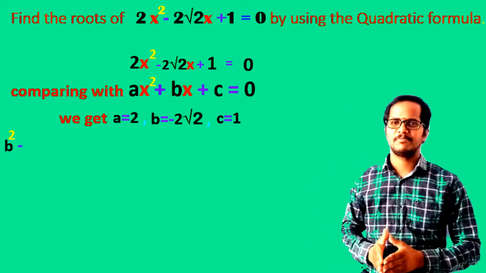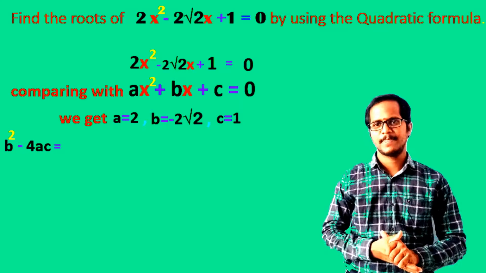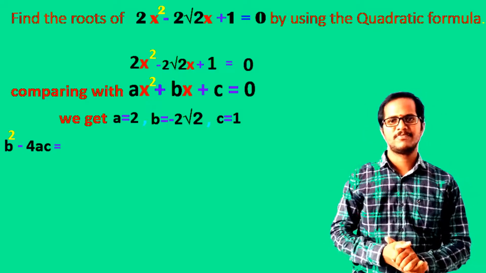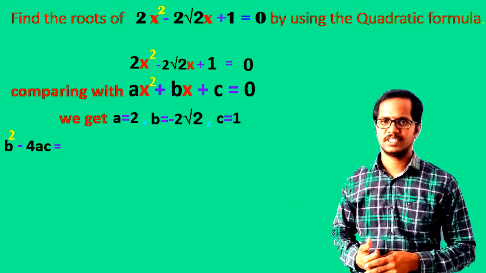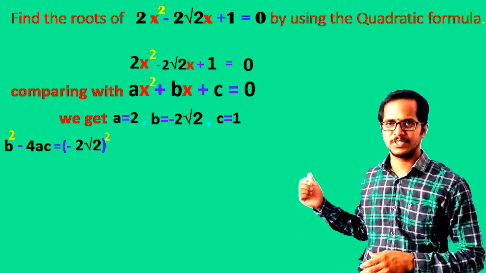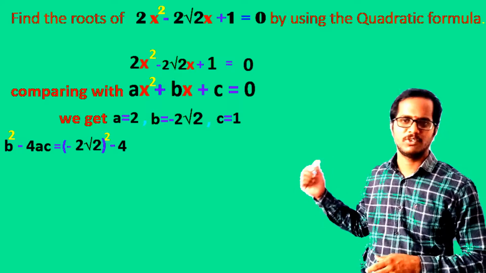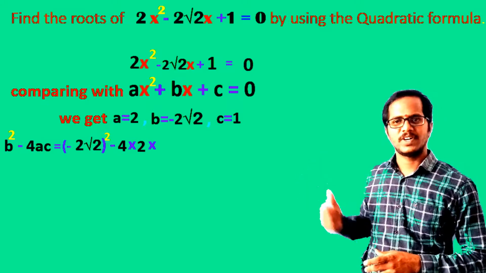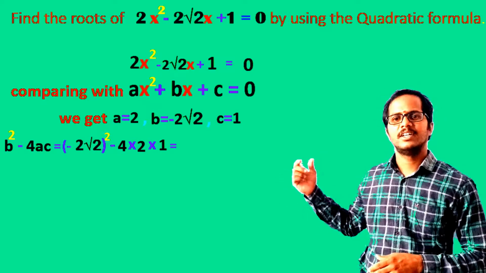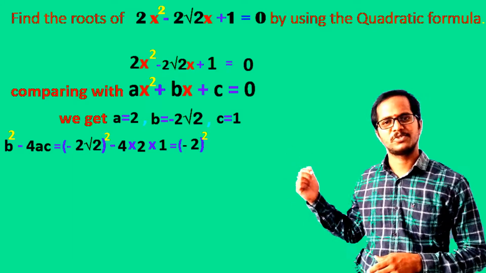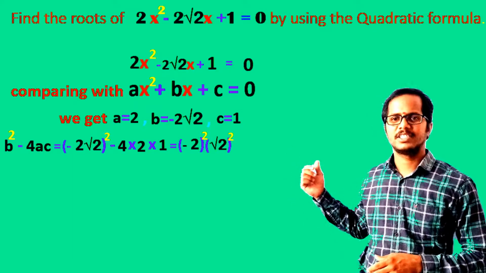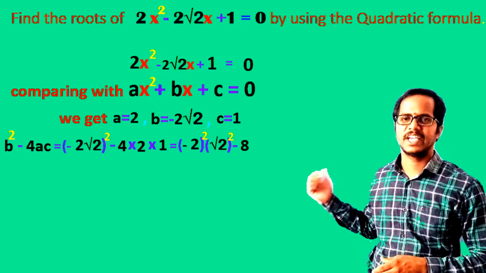So let us find out the b square minus 4ac value first. b square minus 4ac equals, let us substitute the values of a, b, c in b square minus 4ac. By substituting we get (minus 2 into root 2) whole square minus 4 into 2 into 1. Now by simplifying this, (minus 2 into root 2) whole square can be written as minus 2 square into root 2 square, and minus 4 into 1 into 2 equals minus 8.